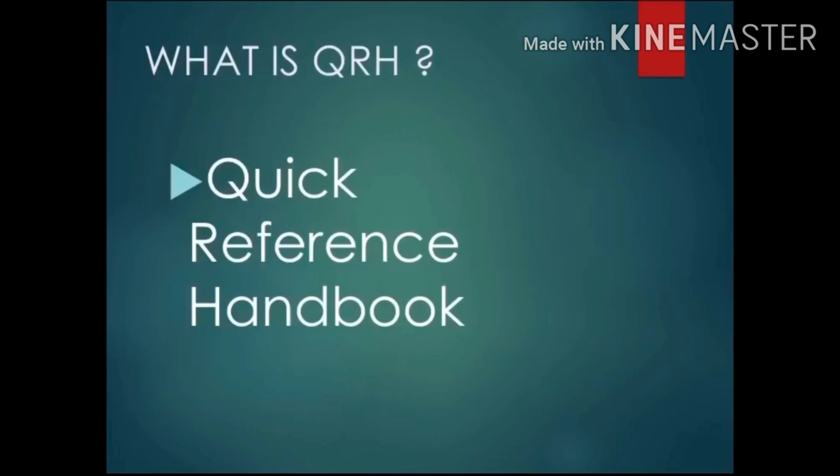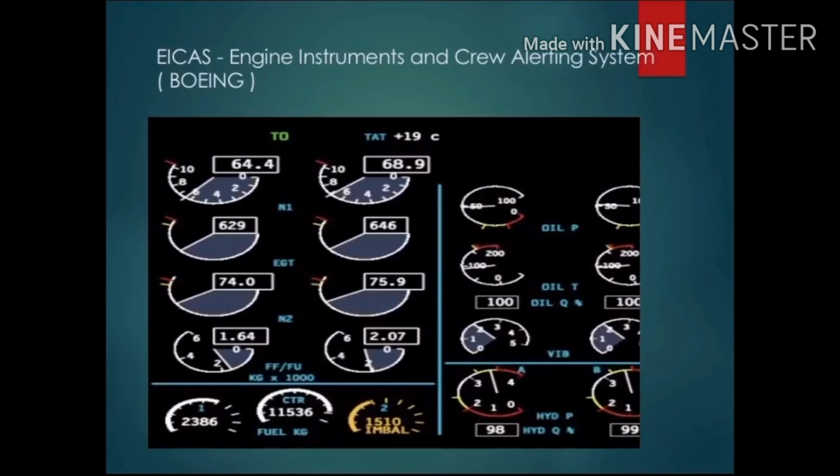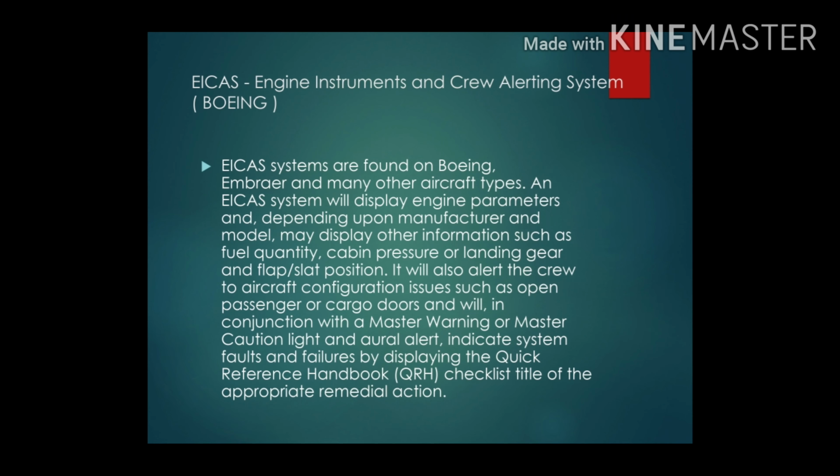For aircraft fitted with an ECAM or ICAS, the QRH is used in coordination with the ECAM or ICAS, or as a backup to it. ICAS is the Engine Instruments and Crew Alerting System. ICAS systems are found on Boeing, Embraer, and many other aircraft types.